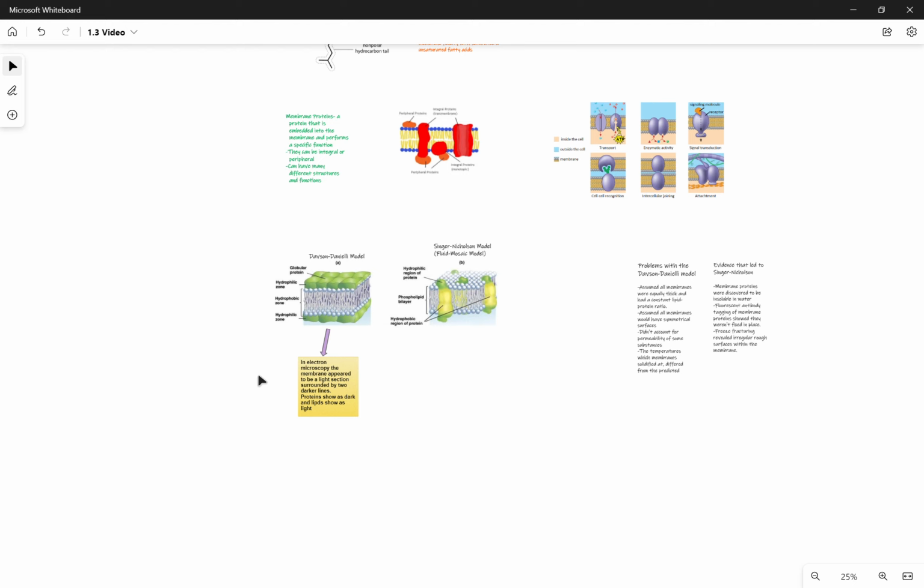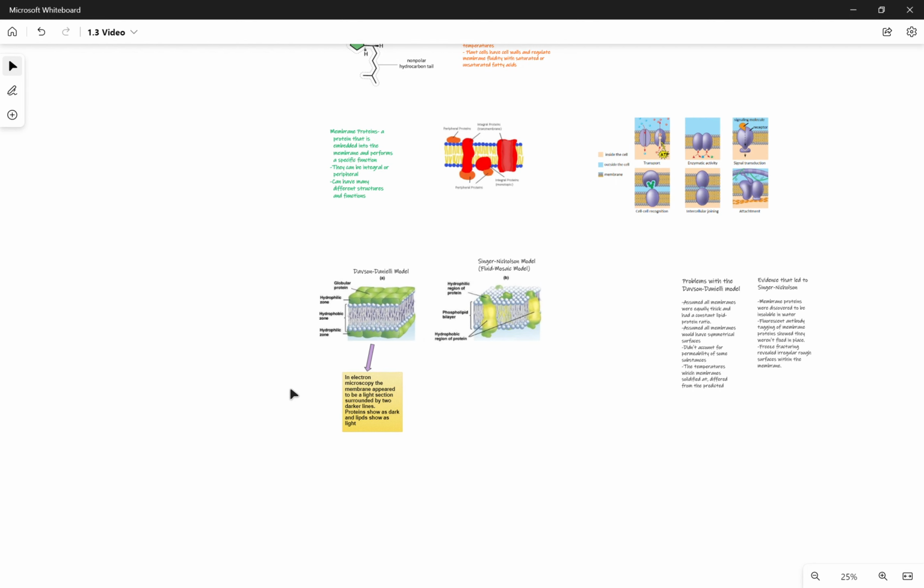So the reason they thought that might be the case is due to electron microscopy, where taking a cross-section of the membrane revealed a dark layer on top and a light layer in the middle. So in electron microscopy, proteins show up as dark areas and lipids show up as light areas. So that is how they arrived at that conclusion.